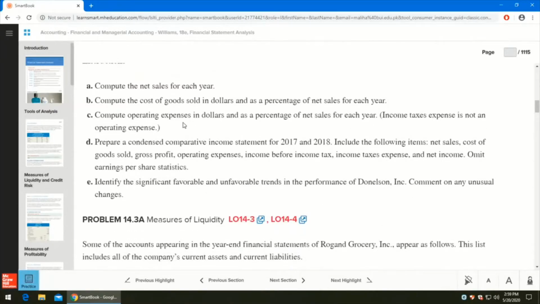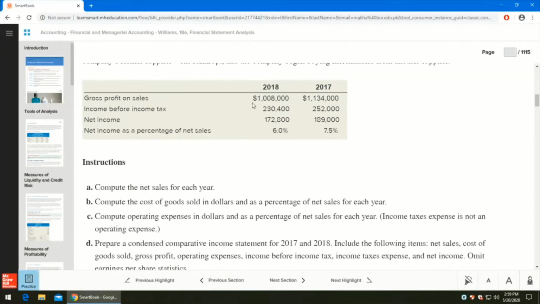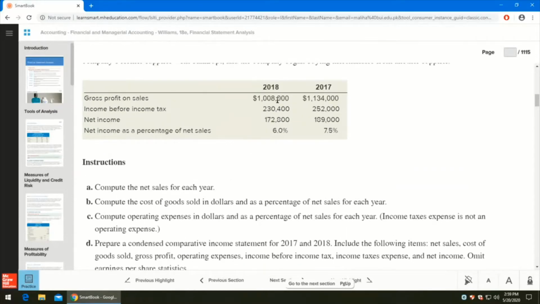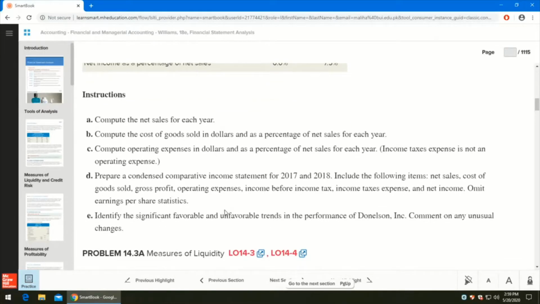Similarly, we have the dollar operating expenses and as a percentage for each year. Now for operating expenses, from the gross profit you can just subtract income before income tax, so you can find out what the operating expenses were in this case. You can either subtract the operating expenses to find out the income before income tax, or you can subtract the income before income tax from the gross profit to find out the operating expenses.